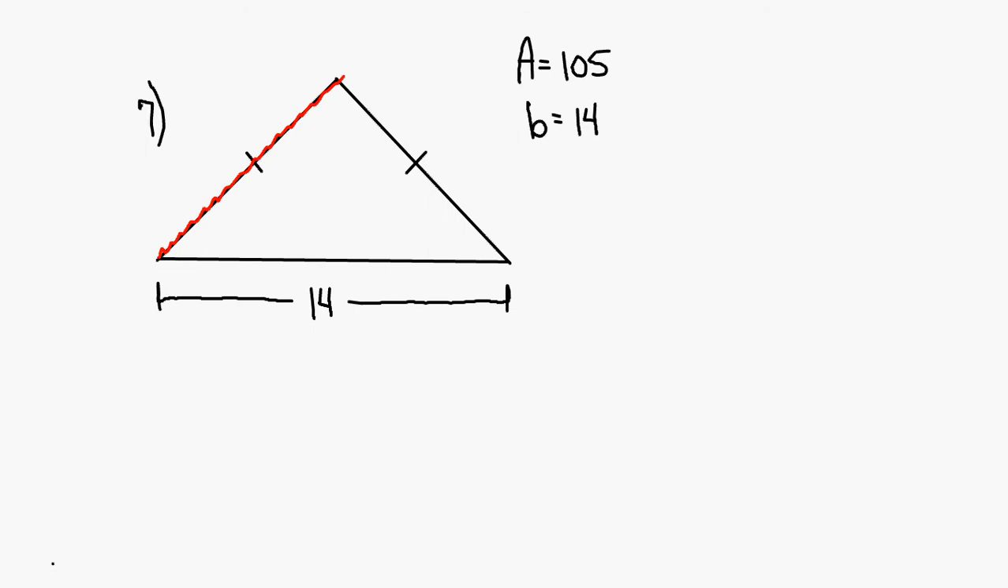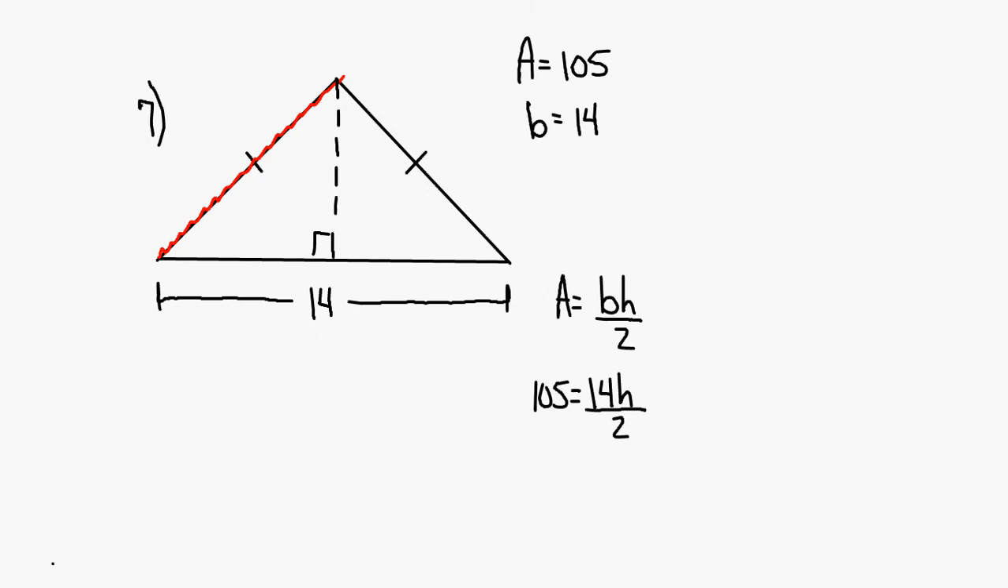All right, if the area of a triangle is equal to base times height divided by 2, they gave you the area and the base so that you could find the height. This dimension right here would represent the height, and it's perpendicular to the base. So if you take 105 and make it equal to 14 times h over 2 and solve for h, that will give you the height of this triangle.